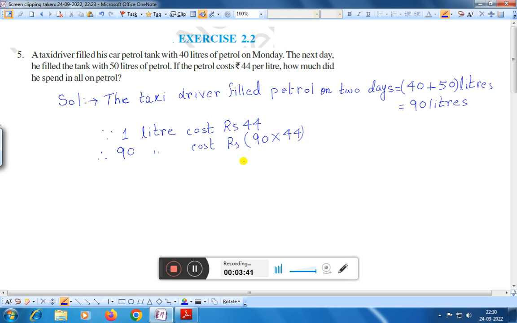Now we will multiply this number, that is 44 with 9. 4 9 36, 3 6, 4 9 36 plus 3 39. Therefore 3 9 6 and there is 1 0, 3960. After 3 digits we get a comma, that is 3960, that is 3960 rupees.